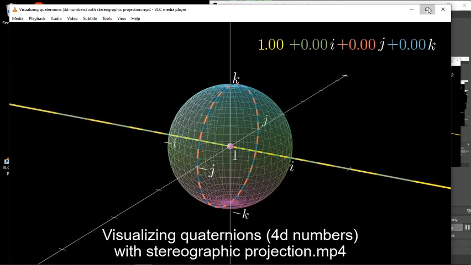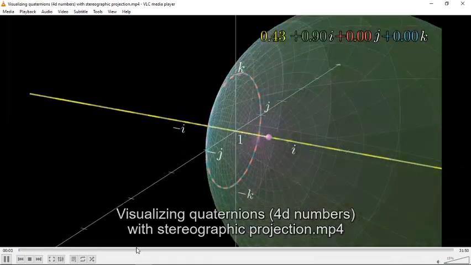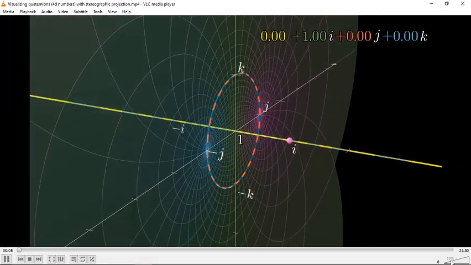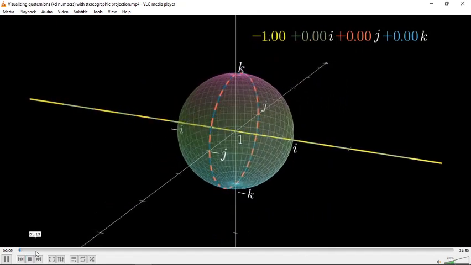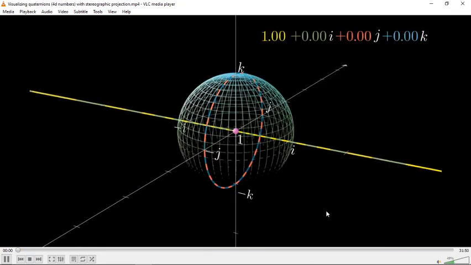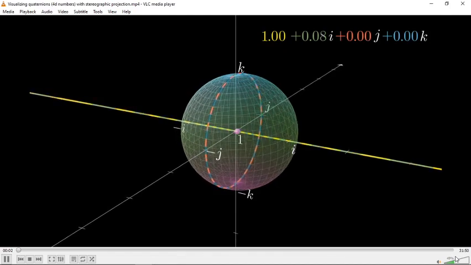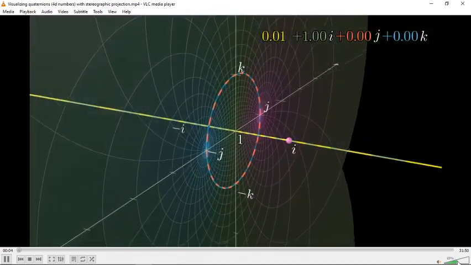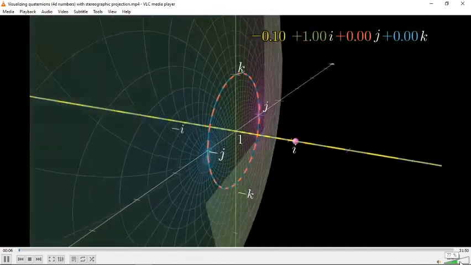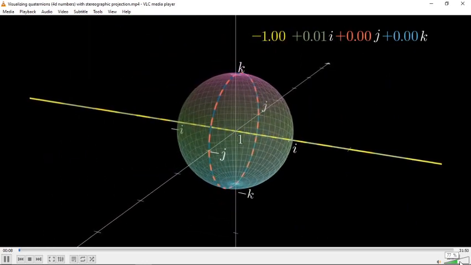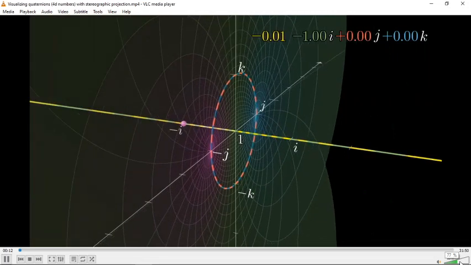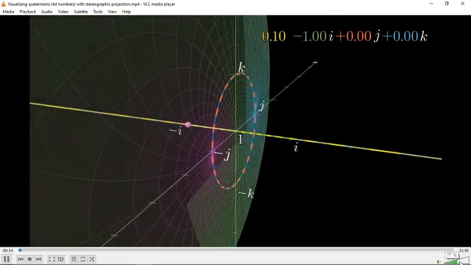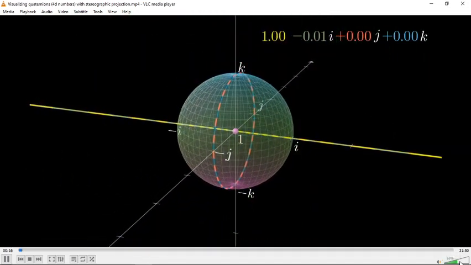What you're looking at right now is something called quaternion multiplication. Or rather, you're looking at a certain representation of a specific motion happening on a four-dimensional sphere. What you're looking at right now is something called quaternion multiplication. Or rather, you're looking at a certain representation of a specific motion happening on a four-dimensional sphere being represented in our three-dimensional space, one which you'll understand by the end of this video.